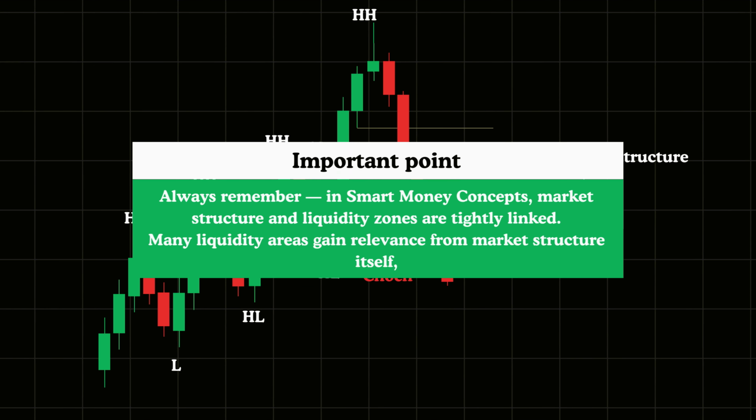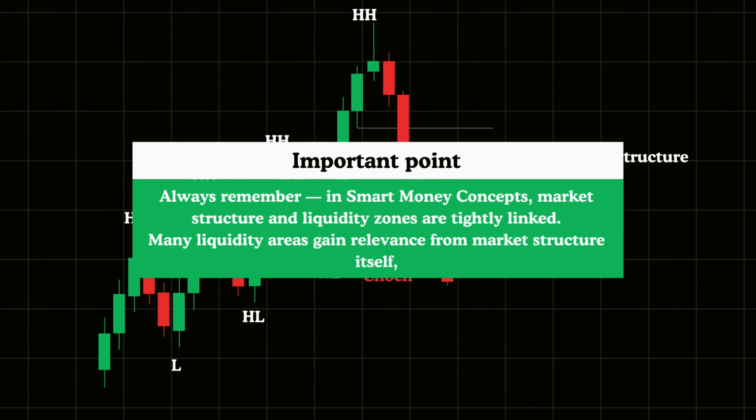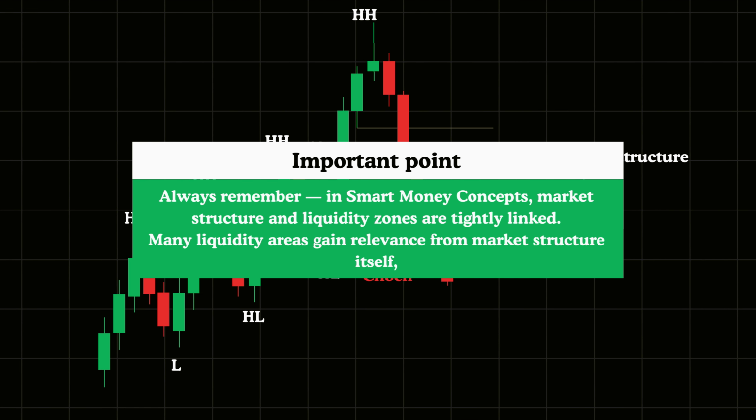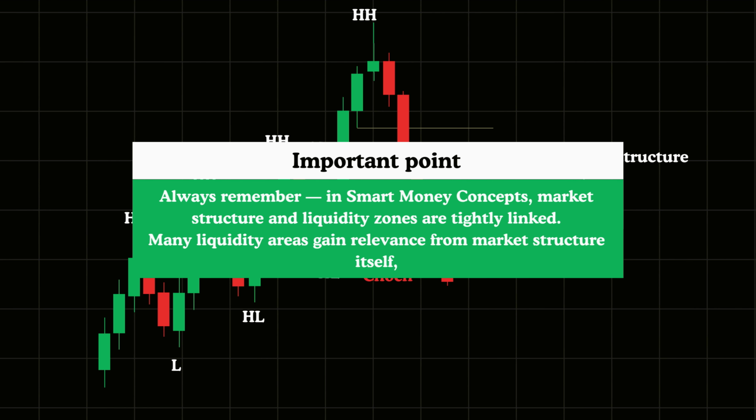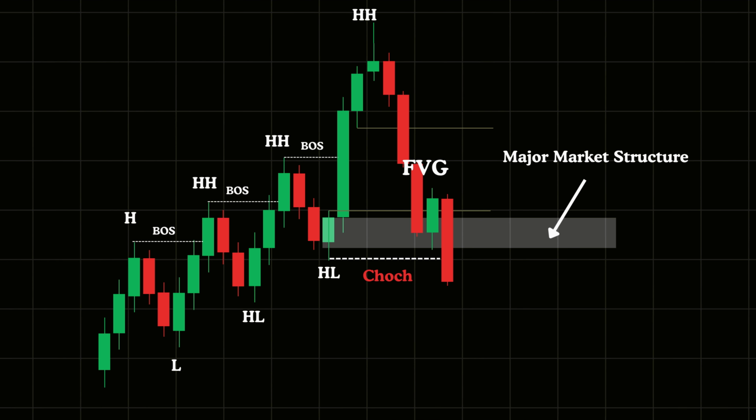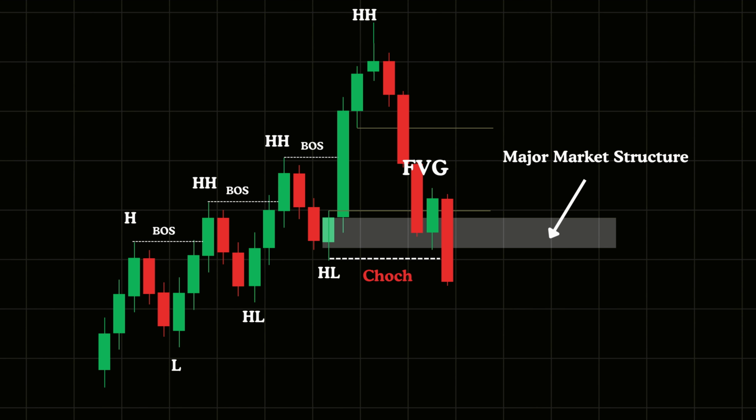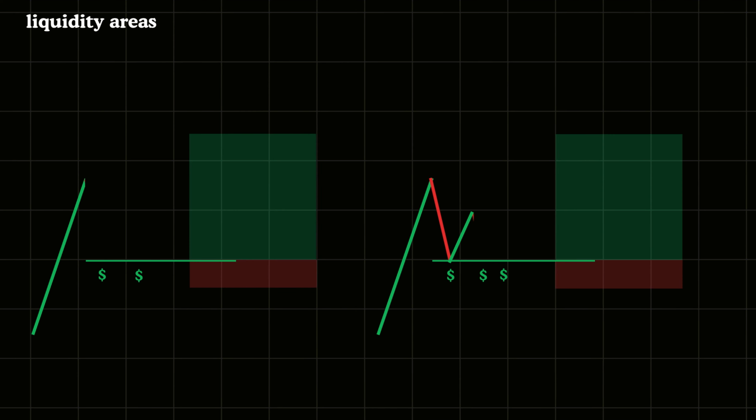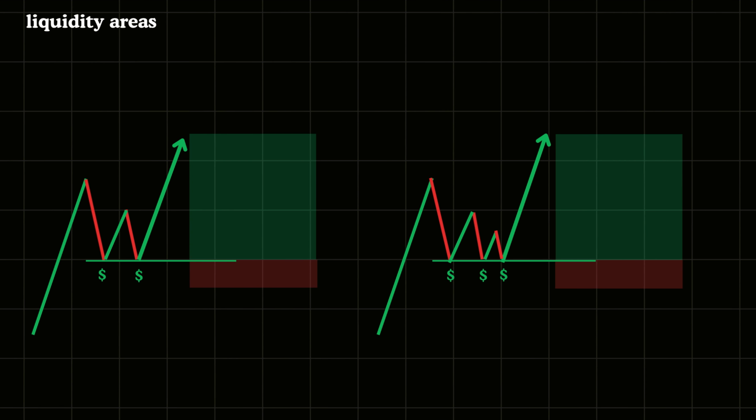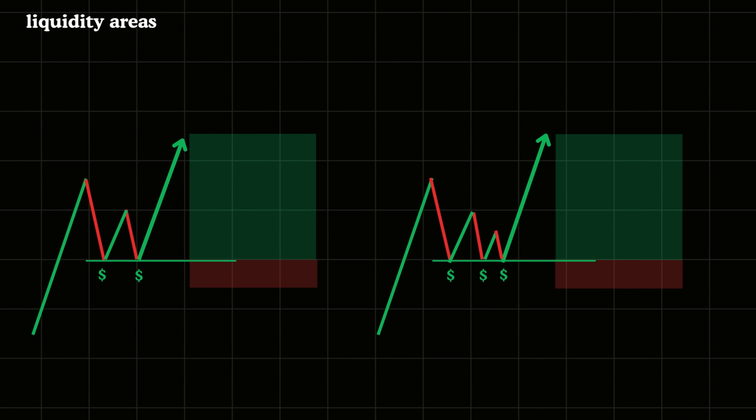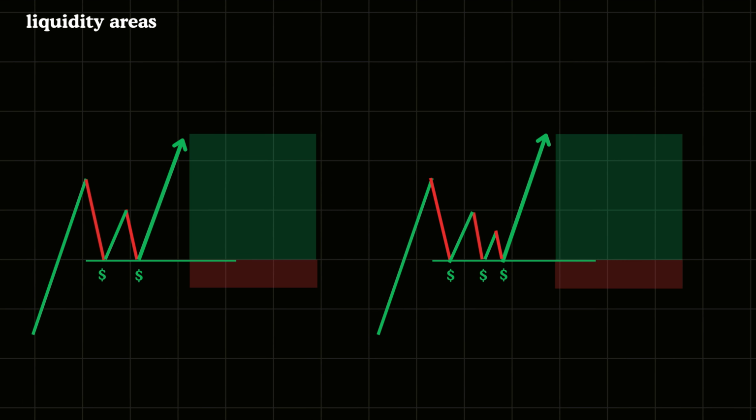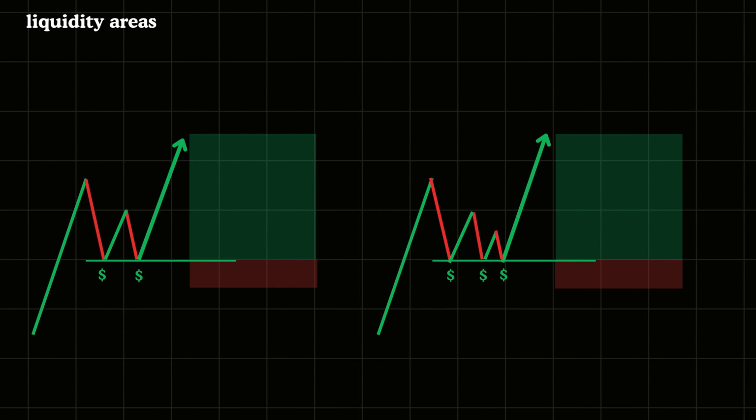Always remember, in smart money concepts, market structure and liquidity zones are tightly linked. Many liquidity areas gain relevance from market structure itself, while several structure levels lose context without liquidity-based interpretation. Liquidity zones are key areas where retail traders typically become active in the market. We understand that zones showing repeated price rejections often attract retail entries based on conventional strategies.